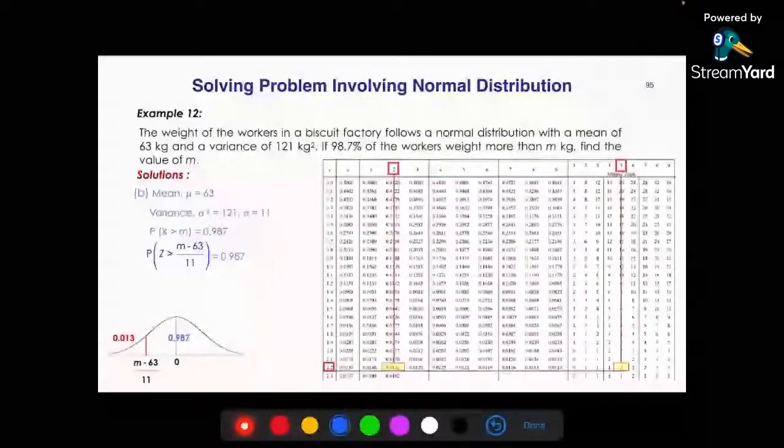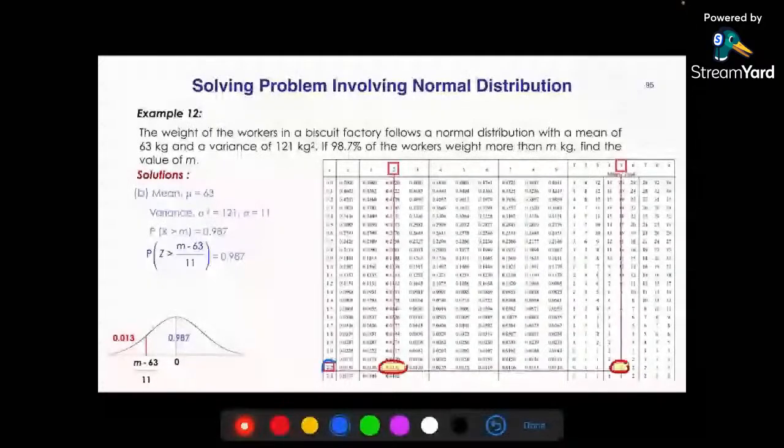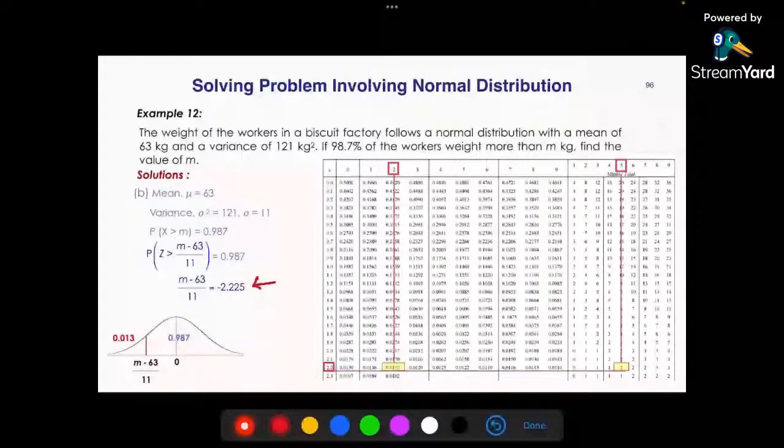But then kita kena minus 2 dekat sini. So dia akan baca, kita baca sinilah. 2.225. But then dia belah kiri, so kita letak dia sebagai negatif. So M minus 63, okay, this one, over 11 equals to negative 2.223. And then this is your algebra. You akan dapat M is equals to 38.525. So this is the value of M. Okay. Next question, number 13.